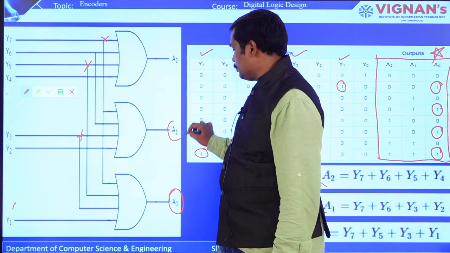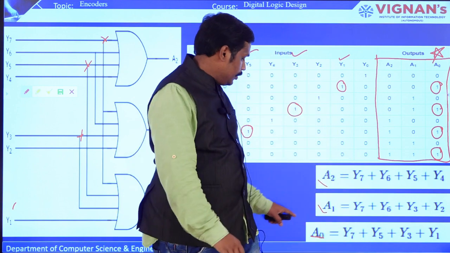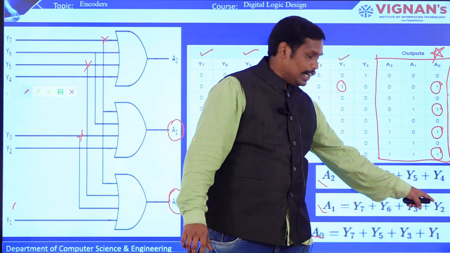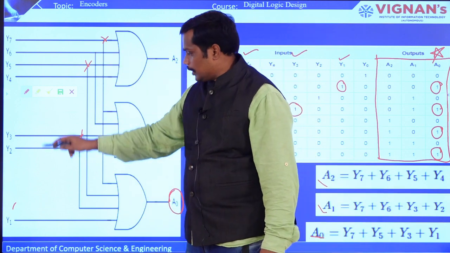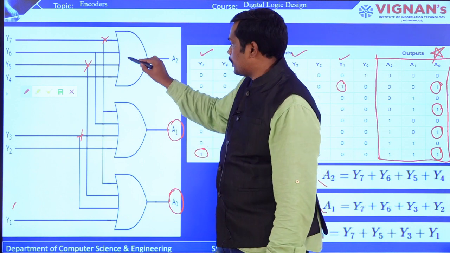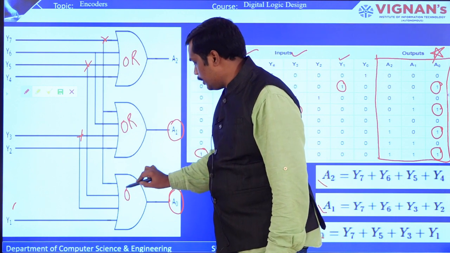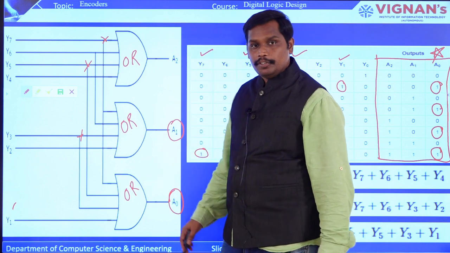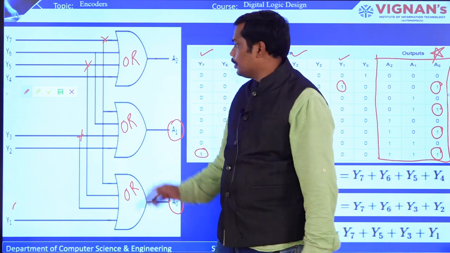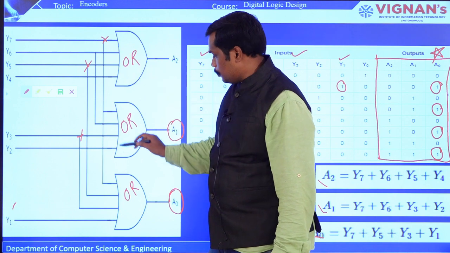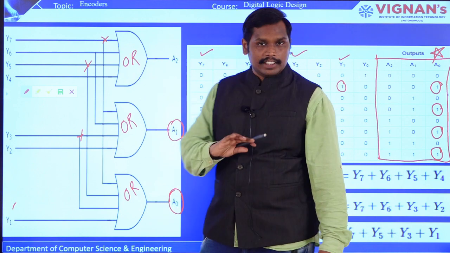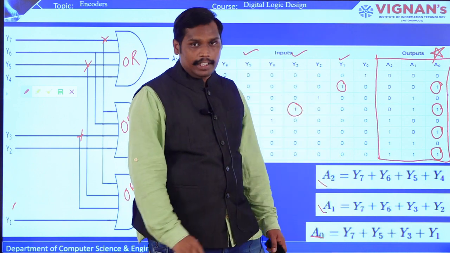In the same way, for A1 you are going to have Y7, Y6, Y3, and Y2. Based on that, the particular gates are connected to this OR gate. In the previous step you have seen that this OR gate has 4 inputs, and you can see here these are 4, these are 4, and these are 4. So this is how the 8x3 encoder is expressed, right?